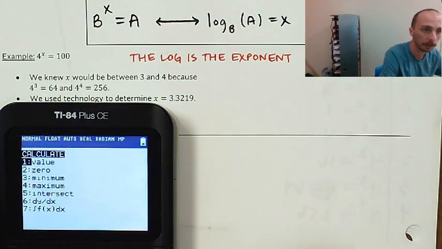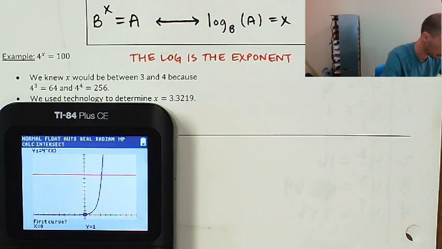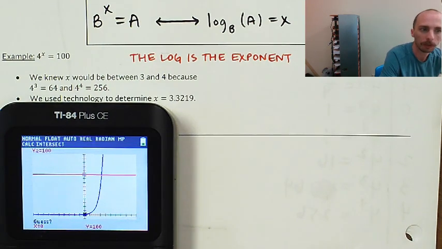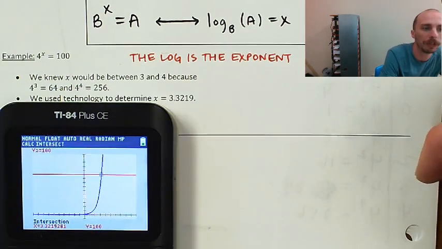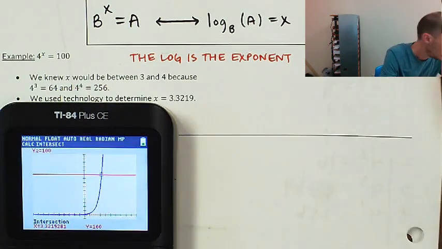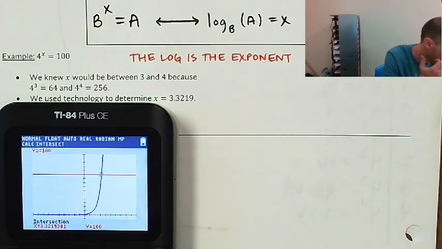So I calculate the intersection. We've done that in this class a couple of times. First curve is going to be the blue one. Second curve is going to be the red one. Give it a guess. There's only one intersection. Okay, so that's where we see x is 3.3219. Okay, and so that's going to be the value of x that works.